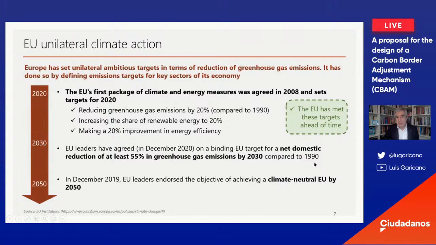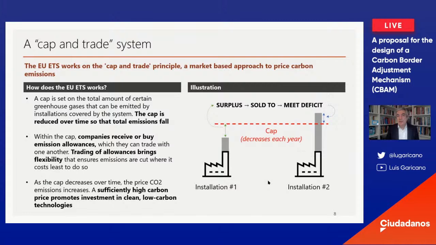In December 2019, they had already endorsed the objective of being completely climate neutral by 2050. That means that maybe you have emissions, but they're offset by whatever you can eliminate. So essentially carbon neutrality, climate neutrality by 2050. The system that the EU is utilizing to fight carbon emissions, to fight climate change, is called a cap and trade system. The emission trading scheme of the European Union is one example of a cap and trade system.